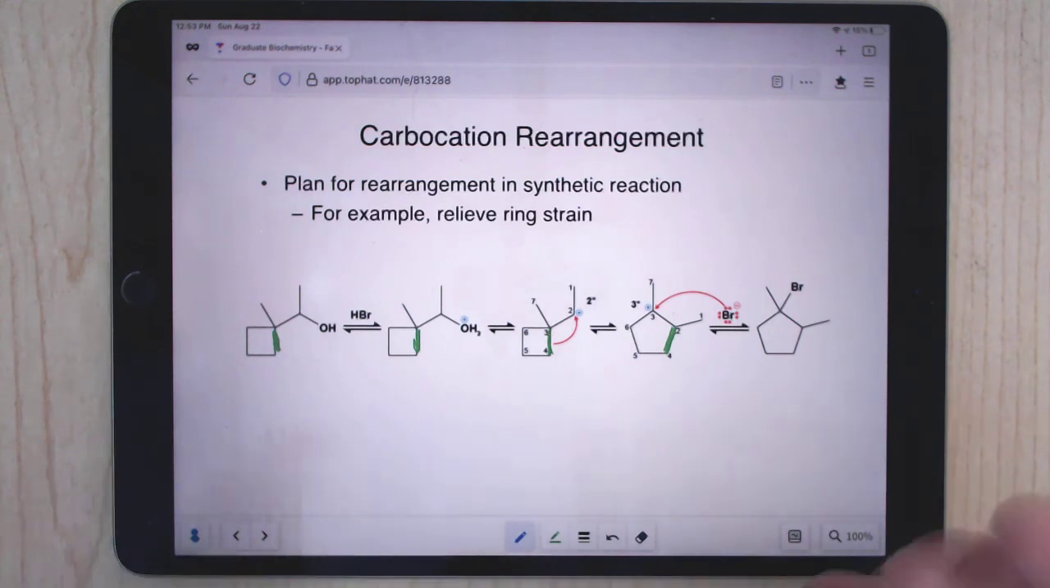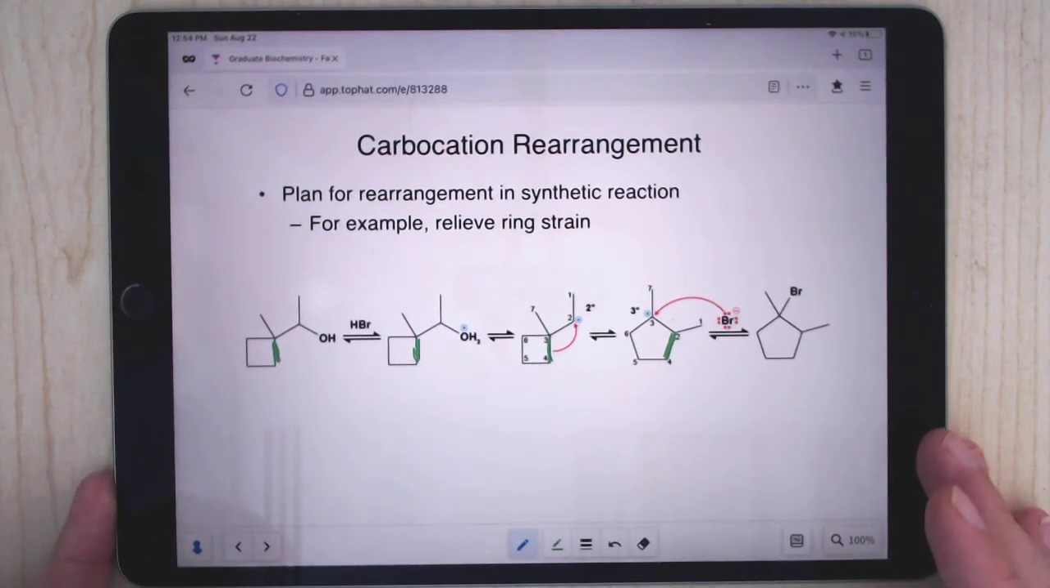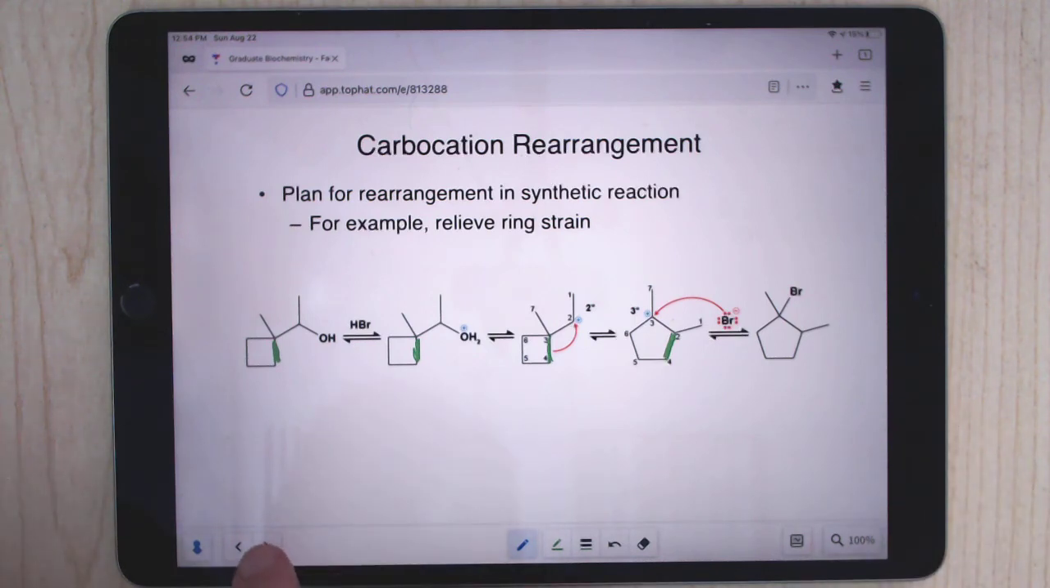Start with a 4-membered ring and pop it open. You plan that hydride shift, or actually in this case it's a carbon shift, into the synthesis. So sometimes you can do this. I'm not going to make you do this because even graduate students have problems looking at ring openings like that, but they are really cool when you can plan them in.